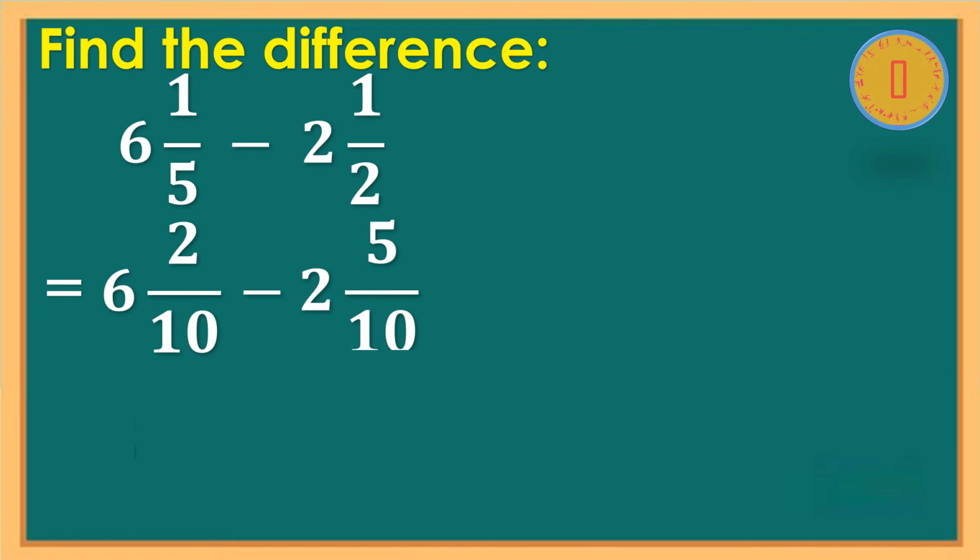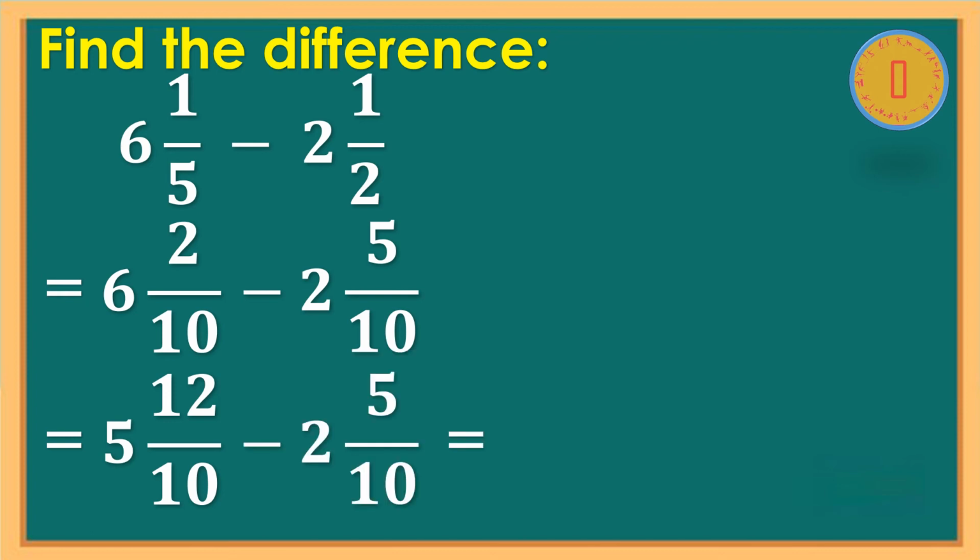We already have 6 and 2/10 minus 2 and 5/10. We will get 1 from 6, so we have 5. Then the one that we got from 6 became 10/10. 10/10 plus this 2/10 is 12/10. So 6 and 2/10 becomes 5 and 12/10. We can subtract already 2 and 5/10 from this. 5 and 12/10 minus 2 and 5/10.